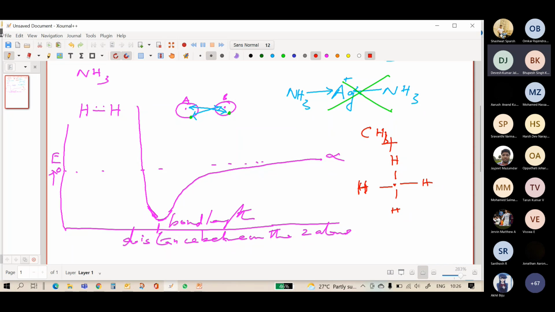Sir, so in case of equilibrium position... I mean, equilibrium position, sir. Equilibrium position. Correct. Equilibrium position is the right word.